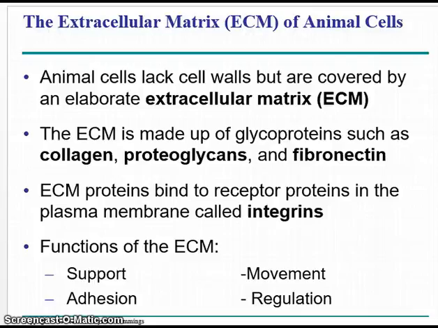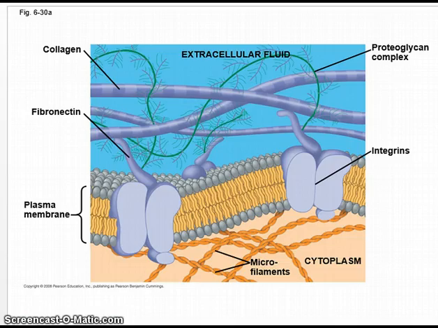The ECM is made up of glycoproteins, so proteins attached to carbohydrates, such as collagen, proteoglycans, and fibronectin. And there's also receptor proteins that help recognize and adhere and stick to other cells and other things. Here's an image of what the extracellular matrix actually looks like. Here is our plasma membrane, so the double lipid bilayer. We have all of this other stuff on the outside.